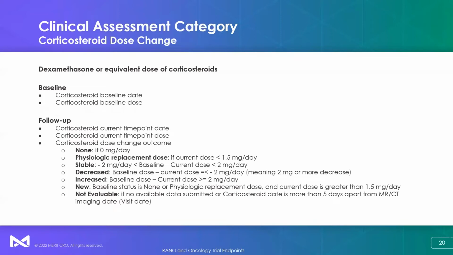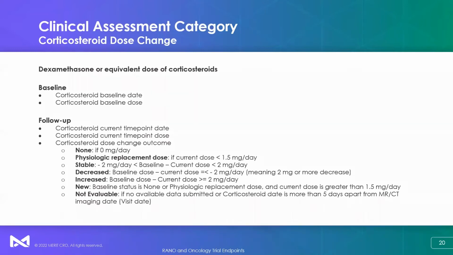And there will be a clinical assessment category. The first one is the corticosteroid dose change, and they assess the corticosteroid dose change because the steroid itself can alter the MR enhancement manifestations, so they need to know the change status of the corticosteroid.